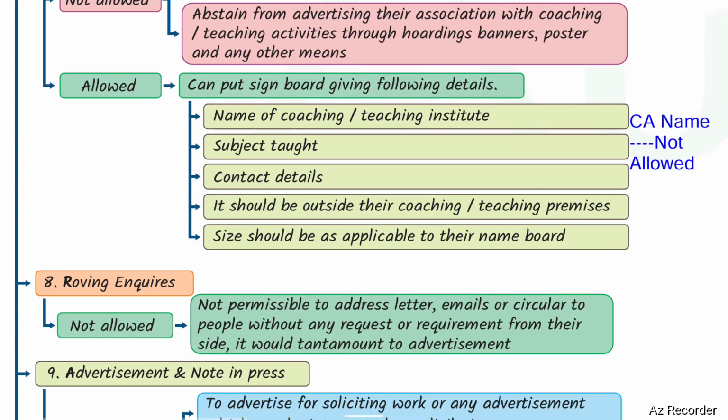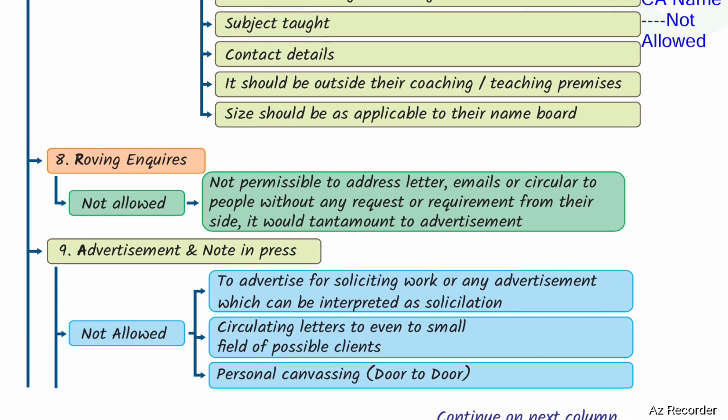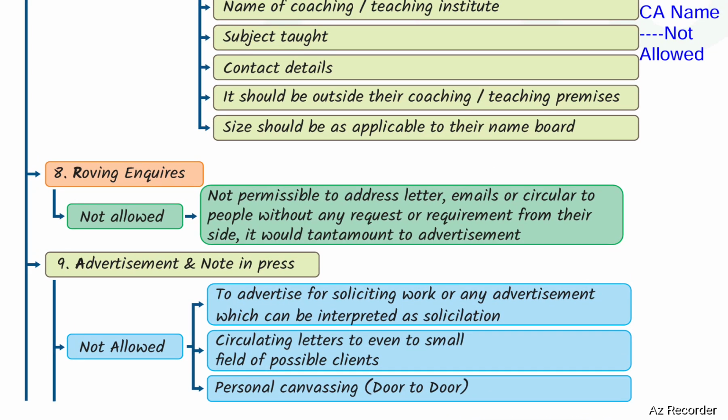Roving enquiries are not allowed. It is not permissible to address, letter, email, or circulate to people without any request or requirement from their side. It would tantamount to advertisement. Advertisement and note in press: not allowed to advertise for soliciting work or any advertisement which can be interpreted as solicitation. Circulating letters even to a small field of possible clients is not allowed. Personal canvassing, door-to-door canvassing is not allowed.